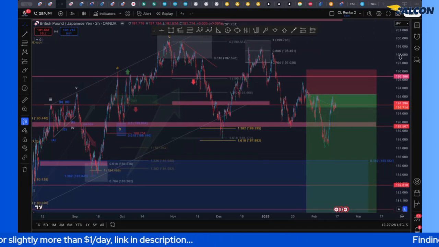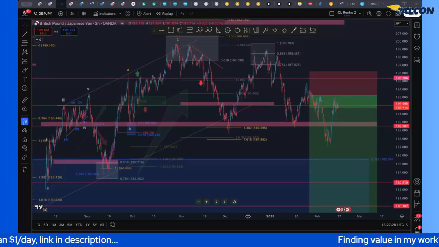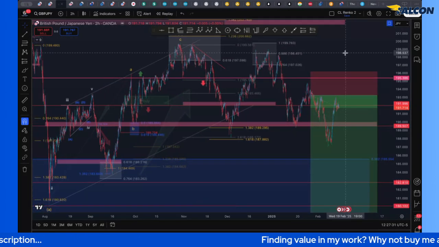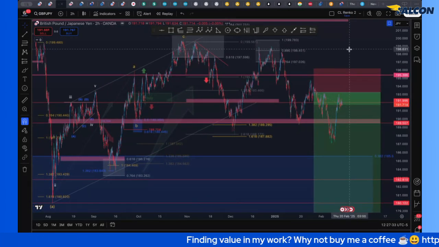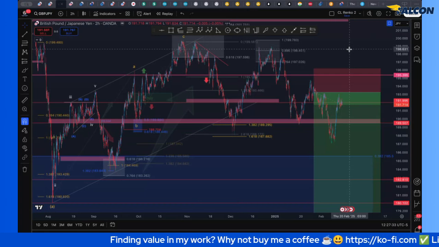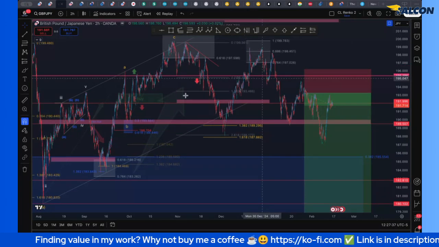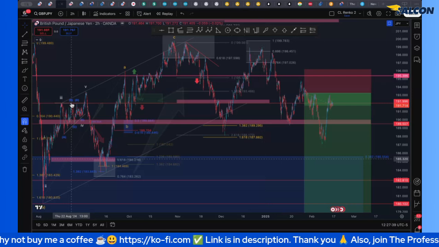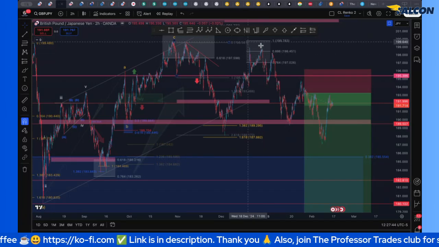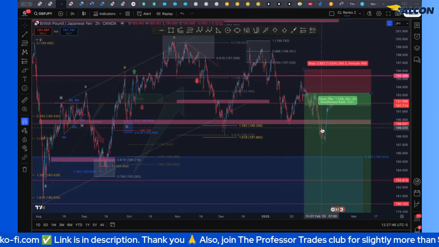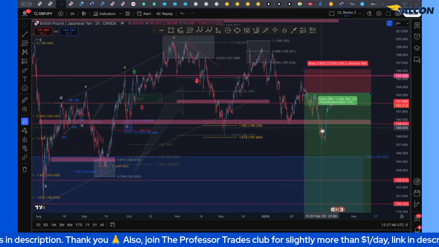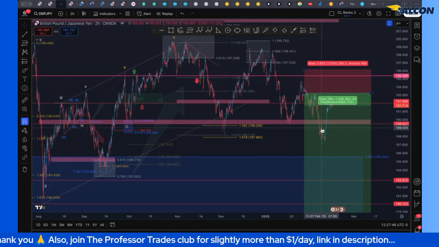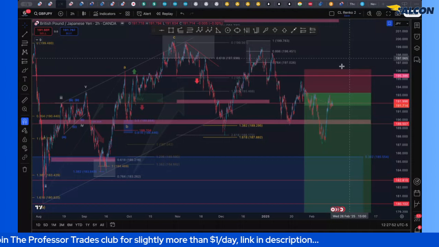Okay, so I do have a short. I've taken it off and added it back, but I do have a short here, and this is the idea. This thing is an overlapping mess in both directions, but I have to view this as corrective, which is how I was tracking it. And it has failed to make any kind of higher highs, and it's coming down, making lower highs and lower lows. So that's why I'm short. And this is the idea here.